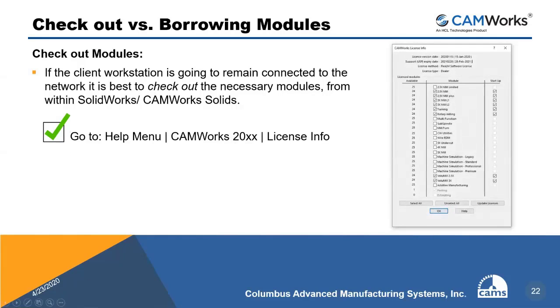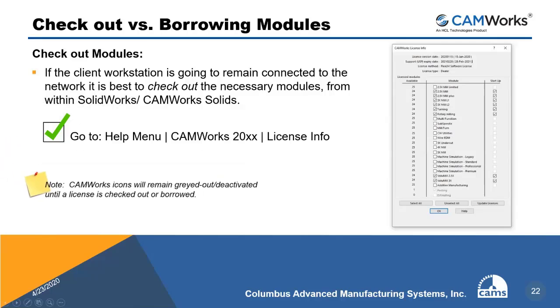And that's done by going to the Help menu, CAMWorks, License Info, and this window will pop up and you'll see all the available modules, and you literally go down here, check the ones you want, hit Update Licenses, and you can check out that license you want to use. So it'll check it out just like you would check a book out of the library and obtain that license from the hosting computer, the server license.